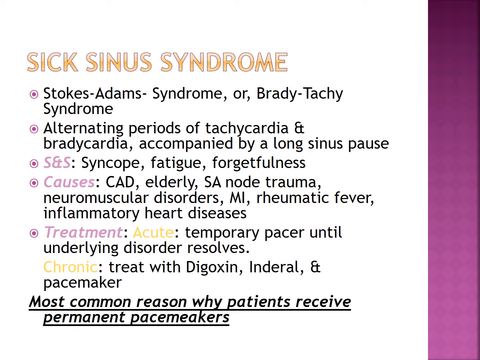It's caused by an older, sick heart. As people age: coronary artery disease, SA node trauma, neuromuscular disorders, rheumatic fever. If this rhythm is causing impaired cardiac output and it's affecting the patient quite a bit, they'll do a temporary pacer until they fix the reason, or if they determine that the patient does need a permanent one. If it's chronic, we're going to try to treat it with digoxin, and then a pacemaker.